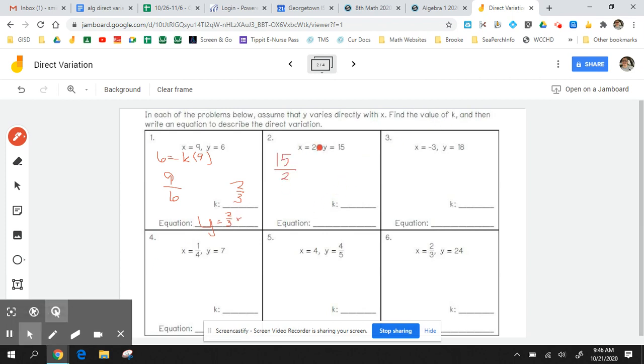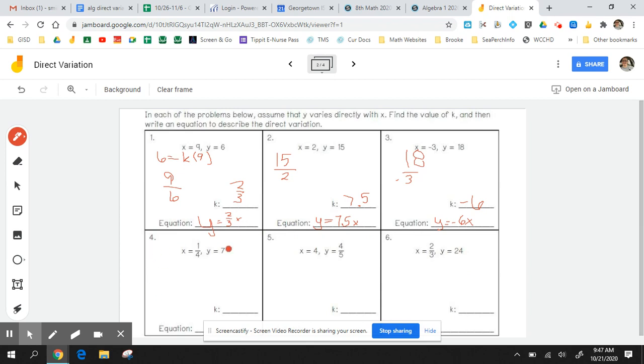On the next one, you're going to take y over x again, so 15 over 2, and you get your k value of 7.5. And so write your equation with that filled in. All right, try number 3. Don't forget that negative sign. So 18 over negative 3 is what you should have. When you divide that, you should get negative 6. Hopefully you wrote y equals negative 6x for your equation.